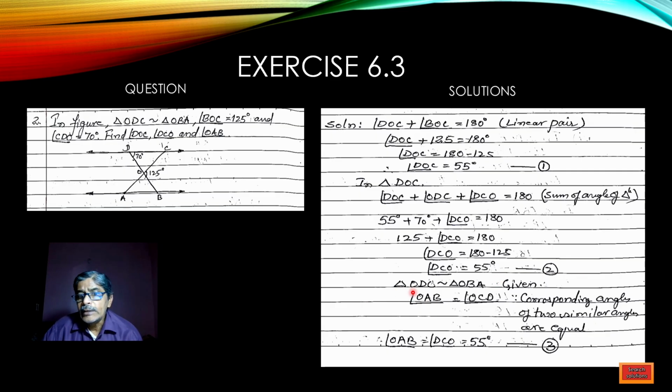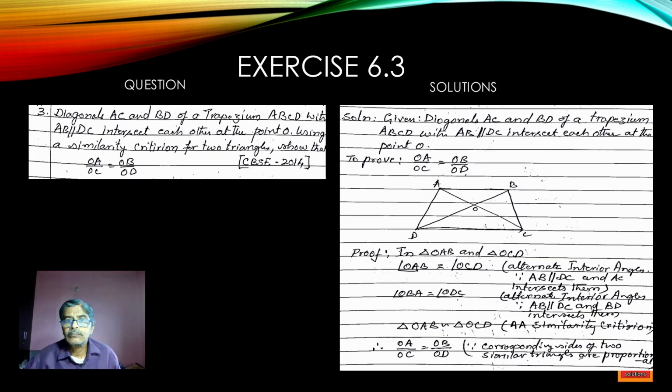So triangle ODC is congruent to triangle OBA, which is given. Therefore, angle OAB is equal to angle OCD, which are corresponding angles. Therefore, angle OAB is equal to angle DCO, which is equal to 55 degrees. So we got all the required angles.